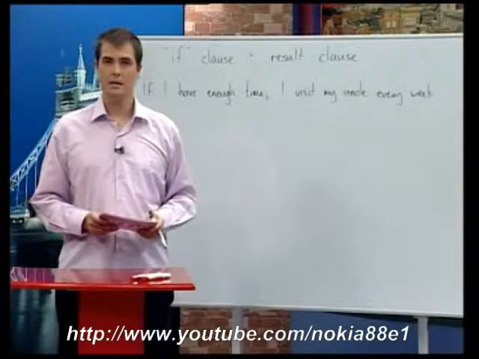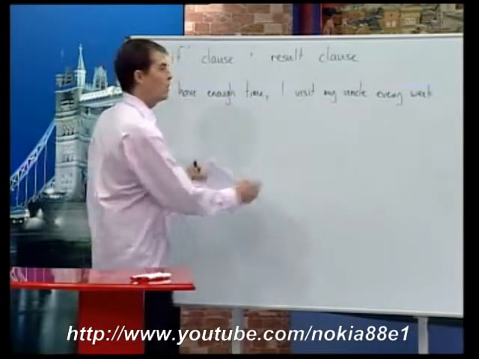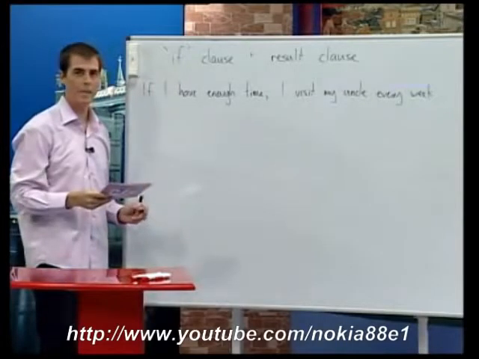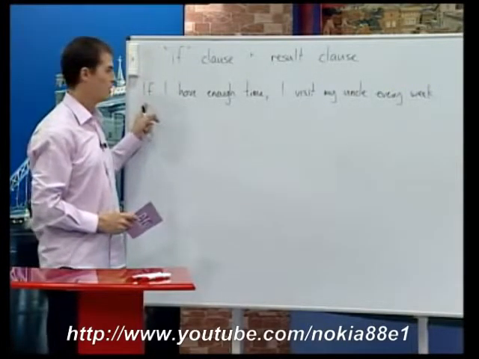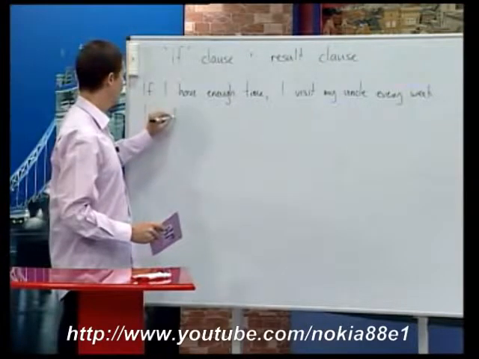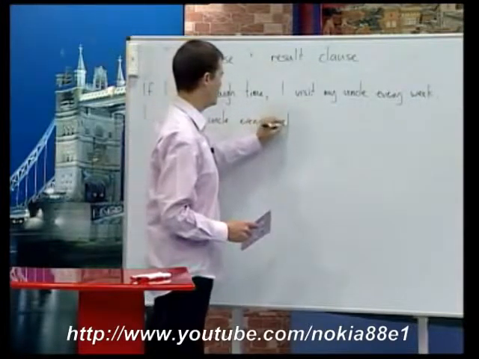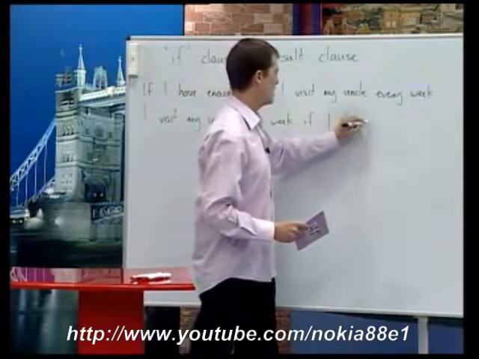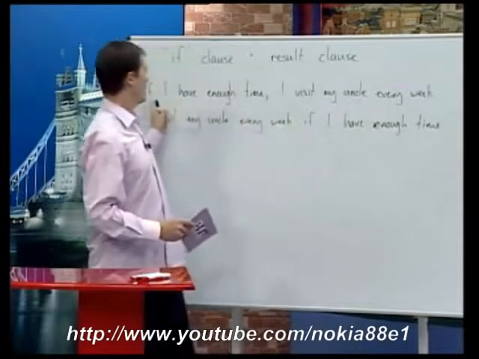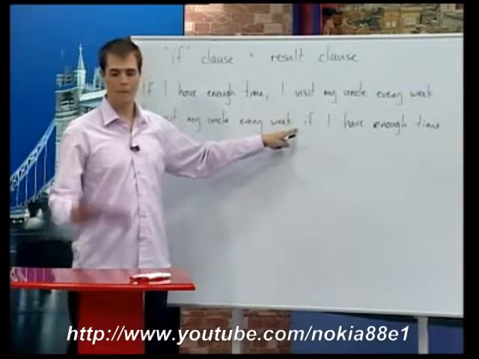Okay, now a sentence can begin with the if clause or the result clause. In other words, we can have, if I have enough time, I visit my uncle every week, or we can change it: I visit my uncle every week if I have enough time. That's okay. When we begin a sentence with if, we must have the comma. If we have it the other way around, I visit my uncle every week if I have enough time, no comma.